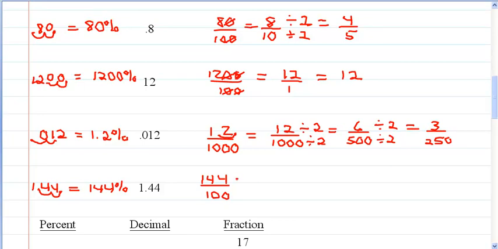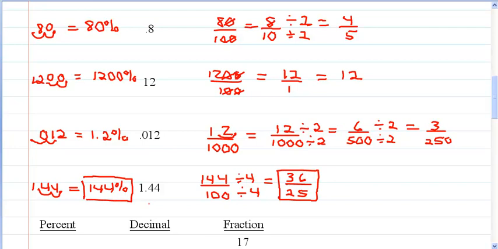For 144 over 100, I'm going to start by dividing them both by 4. A number is divisible by 4 if the last 2 digits of that number are divisible by 4. So if I divide 144 by 4, I get 36. 100 divided by 4 is 25. Or you could have divided by 2 twice. Either way, the final fraction is 36 over 25. So 1.44 is 36 over 25 as a fraction, and 144%.